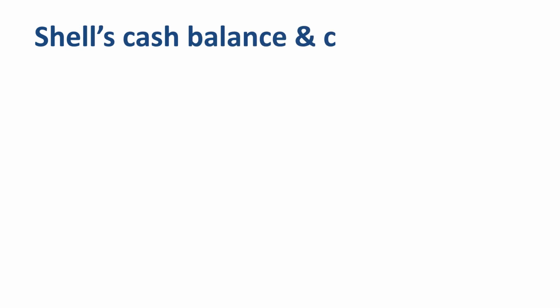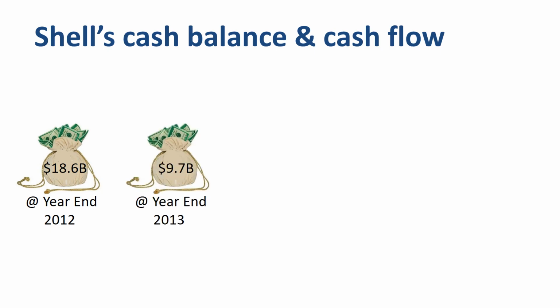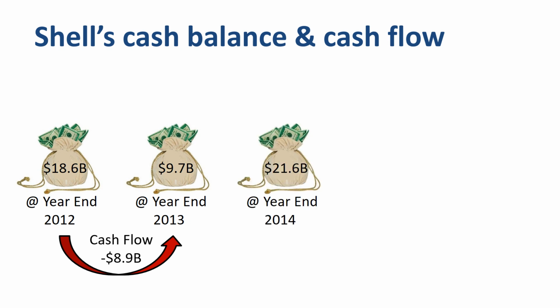Shell's cash balance at the end of 2012 was $18.6 billion. At the end of 2013, the cash balance was $9.7 billion. The cash flow during 2013 was therefore a negative $8.9 billion, as the cash balance has decreased versus the prior year end. At the end of 2014, the cash balance was $21.6 billion. The cash flow during 2014 was therefore a positive $11.9 billion, as the cash balance increased.